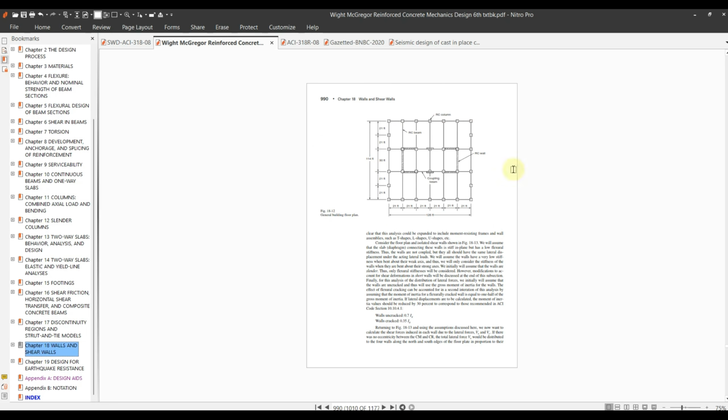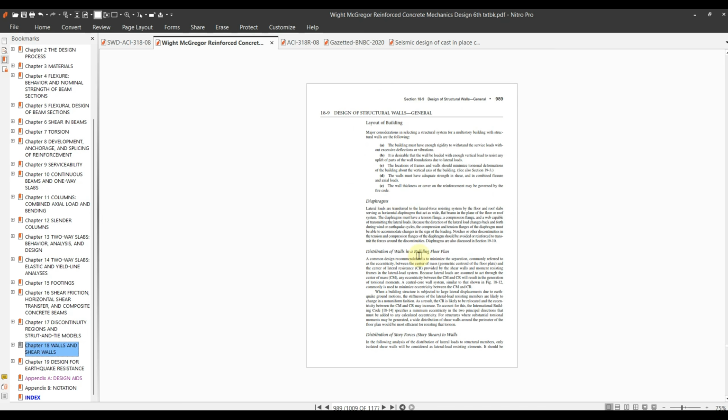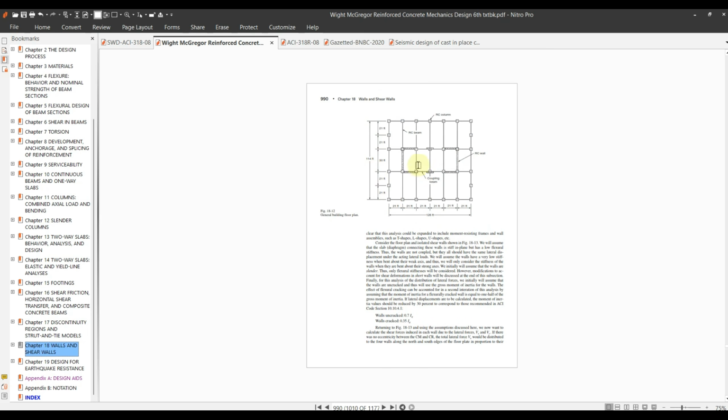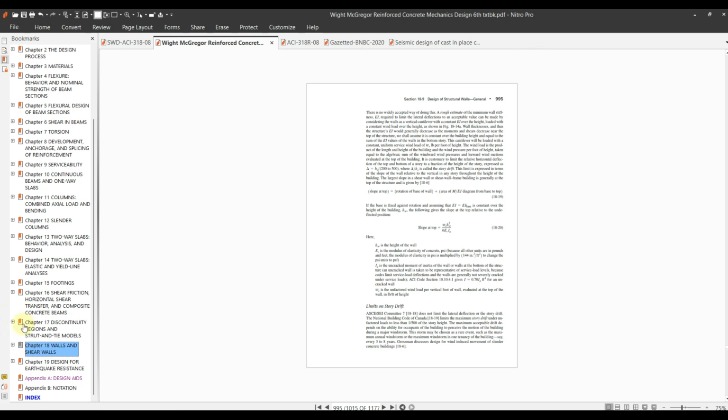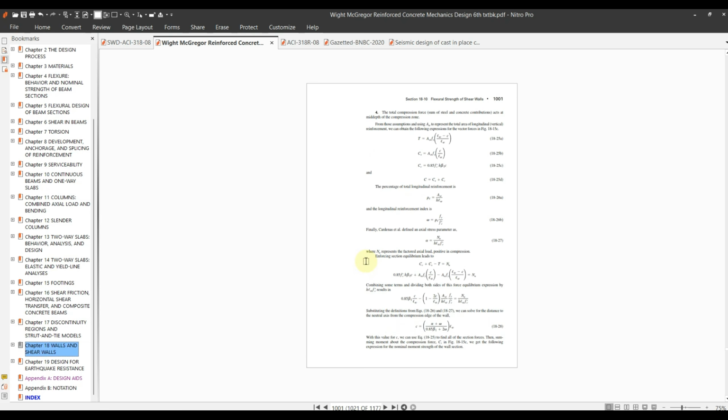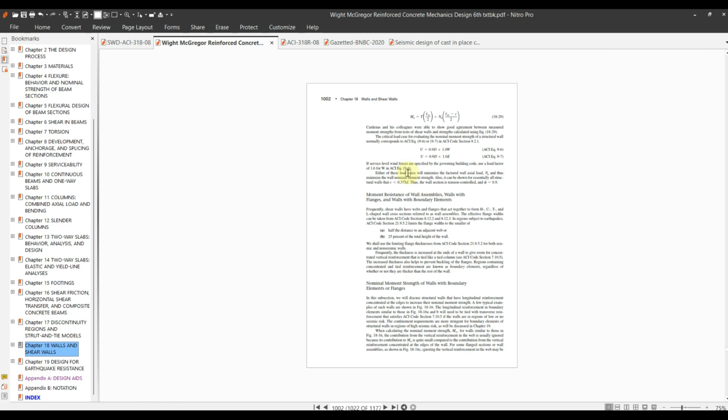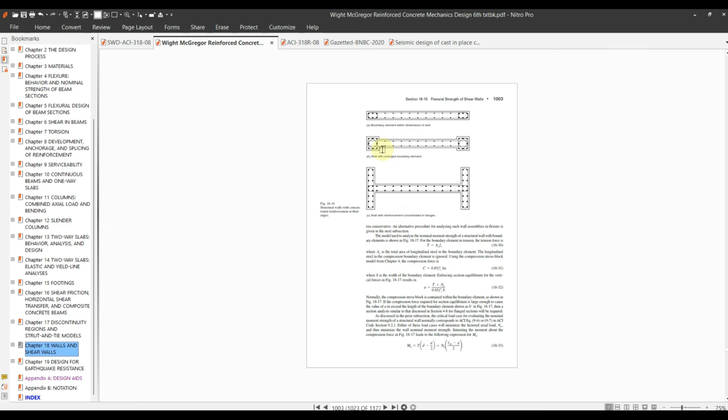Also, some guideline is provided on the distribution of walls in a building floor plan, how to locate the shear walls, and then minimum eccentricity, torsional irregularity, etc. Then the book goes on to designing the structural shear wall considering the beam concept, which is known to all of us.